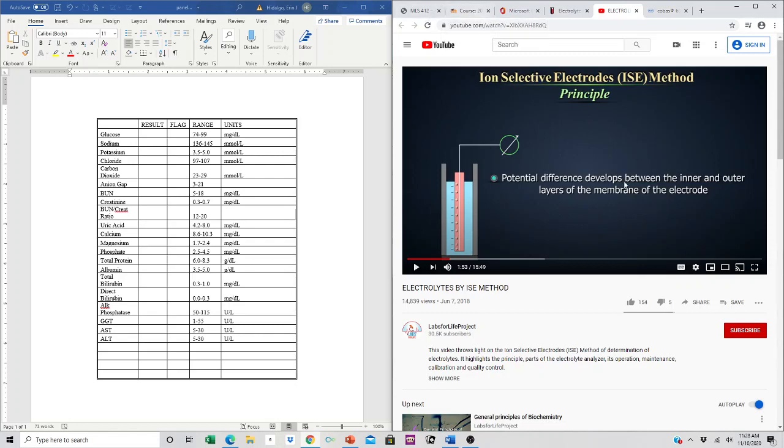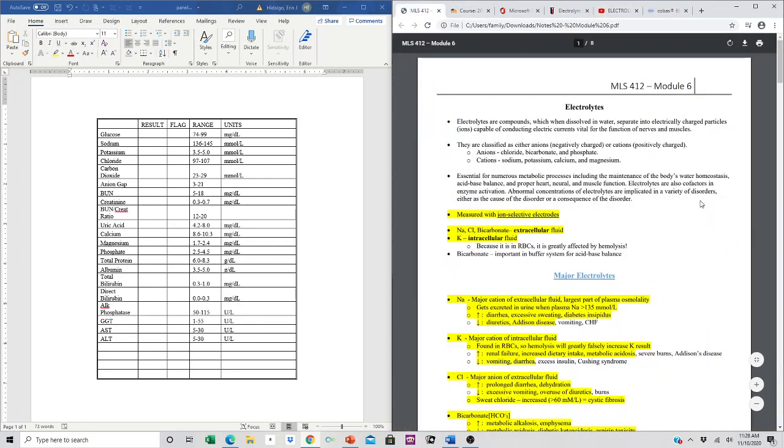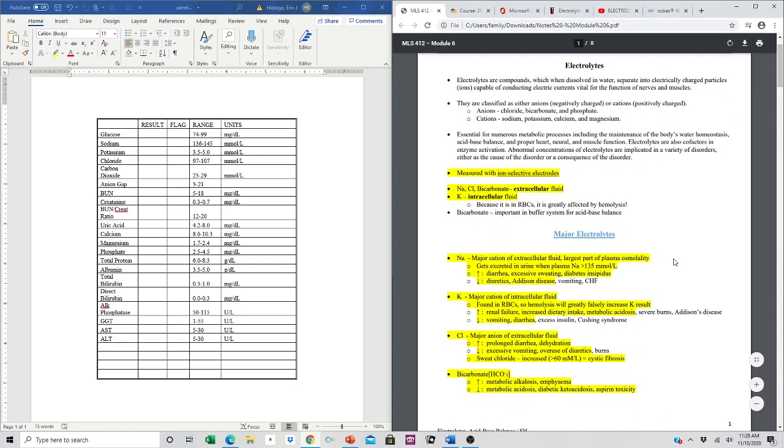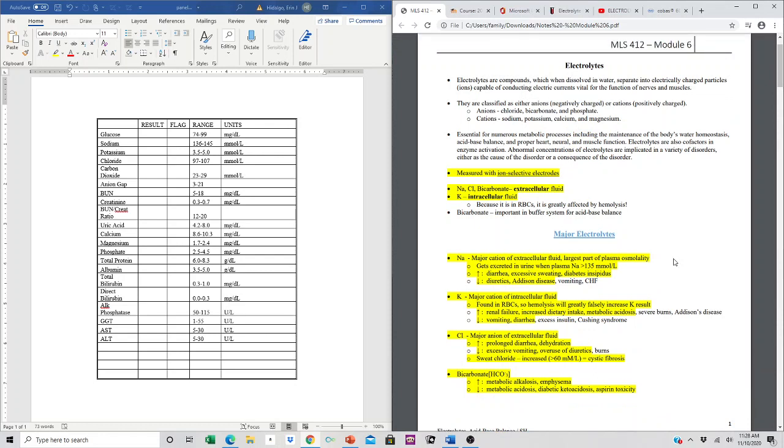But as far as your tests specifically in here, it's going to come from your notes. So, measured with ISE, in the body, sodium and chloride are in the extracellular fluid. Potassium is in the intracellular.